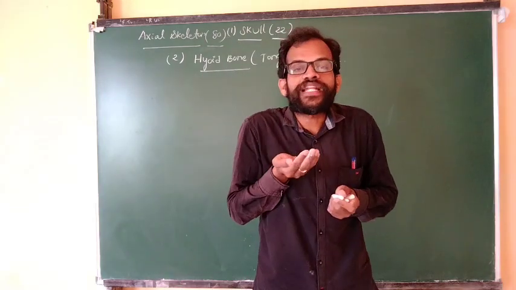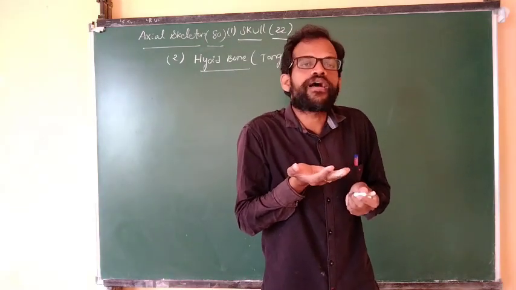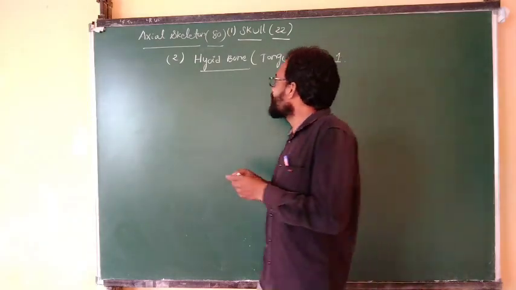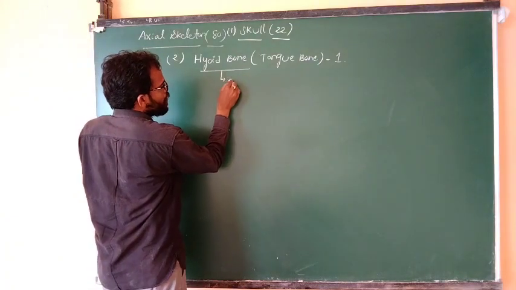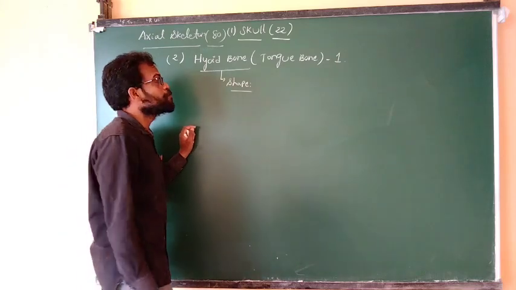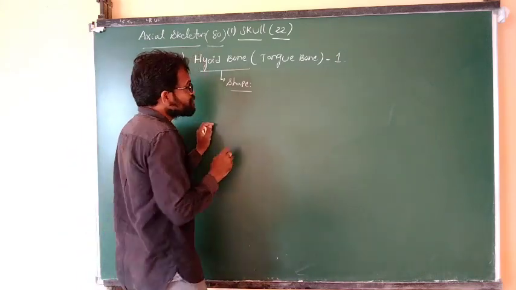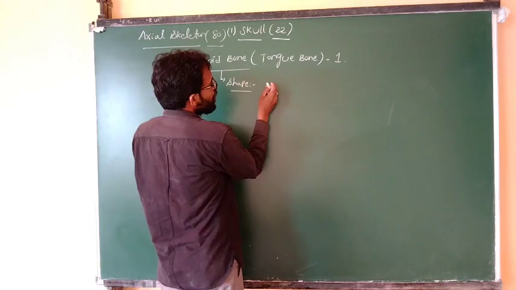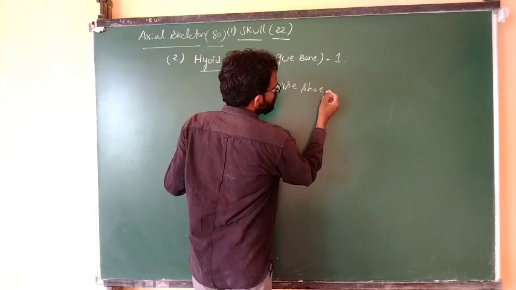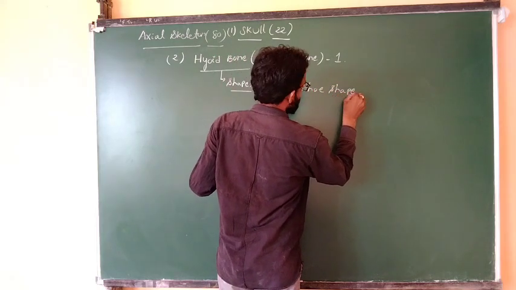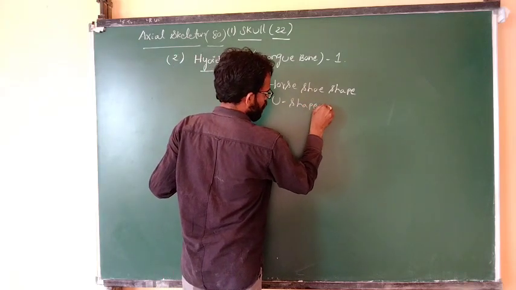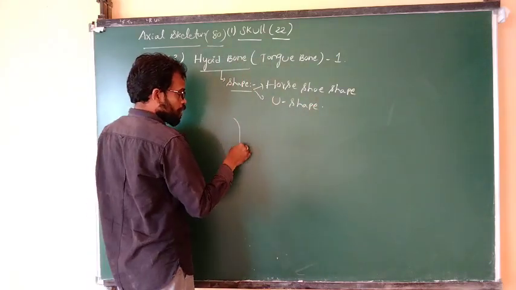It is placed below the tongue, to protect the tongue. What is the shape of the hyoid bone? It is a horseshoe shape. Or what is the other shape? U-shaped bone. If you observe the hyoid bone, it is U-shaped.